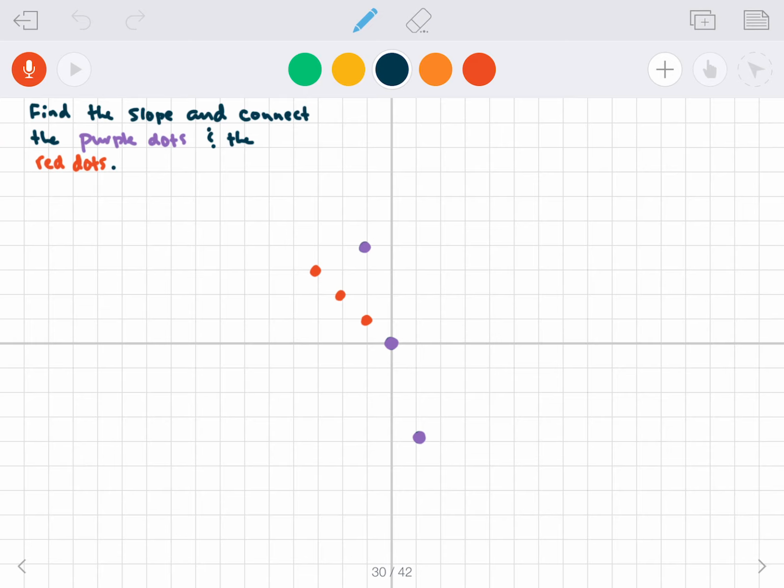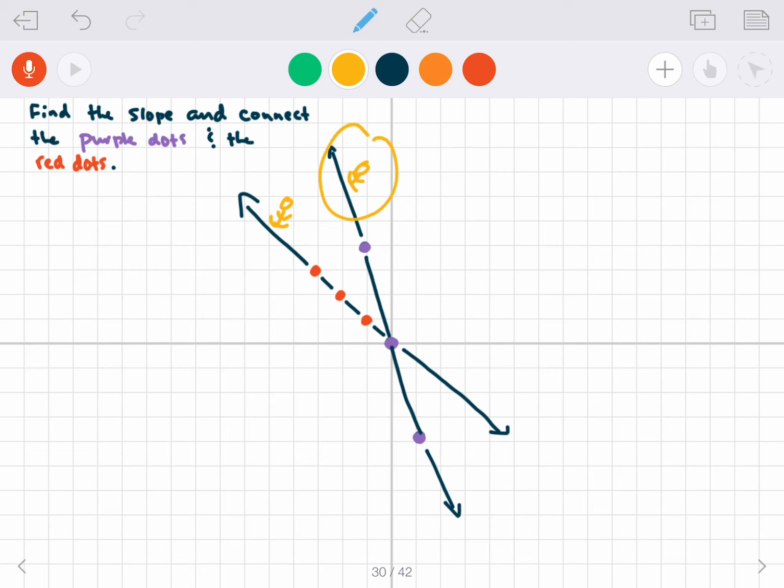Alright, find the slope and connect the purple dots and the red dots. Okay, so we have 2 different lines here. We have a line that goes through the purples, and we have a line that goes through the red. Now, which of these lines, think about this, which do you expect to have the bigger slope? Well, they're both going to have negative slopes. If you put a guy on here, they're both walking down the mountain.